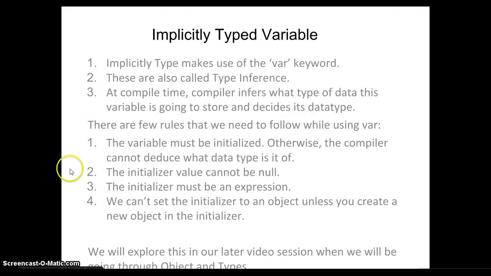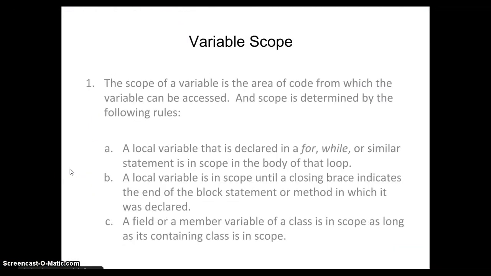Now we'll see the scope. What is scope? The scope of a variable is the area of code from which the variable can be accessed. So as long as the scope lives, we can access those variables. If we are out of that scope, then we cannot access that variable. And the scope is determined by the following rules.